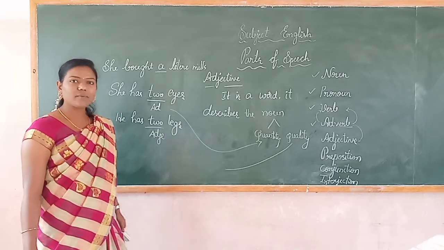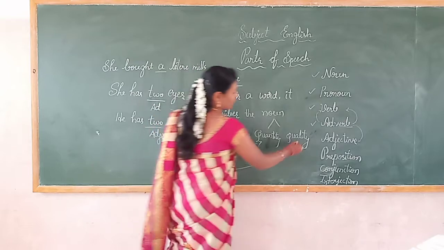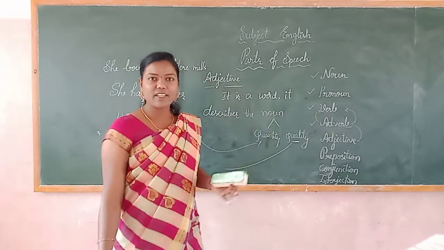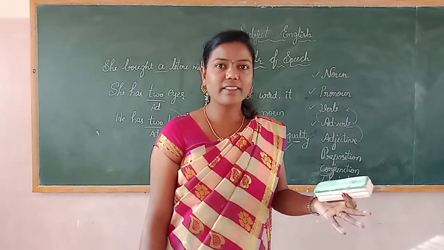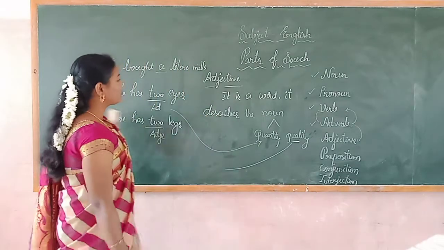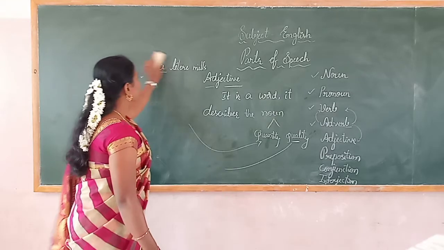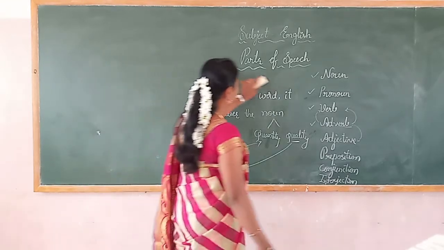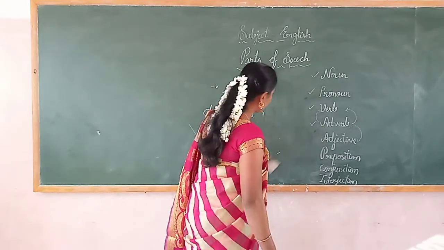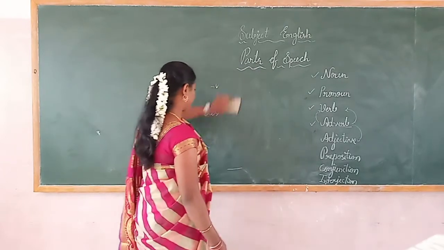And for quality: I wear a red sari, she has curly hair. These are examples for the quality of the noun. I hope, dear student, you understood this concept. And next one, preposition.